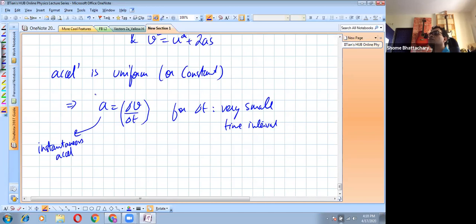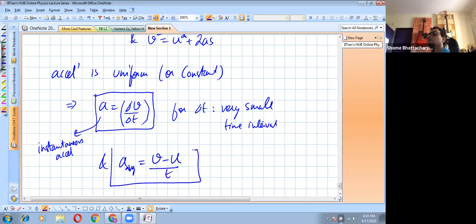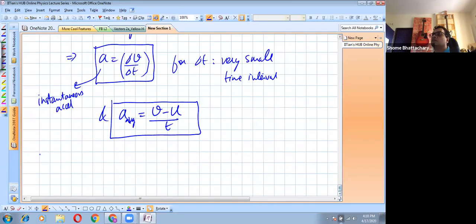So this was the definition, whereas average acceleration was change in velocity, so that is v minus u divided by time. This was the relation. Now the important thing is that whenever acceleration is constant, so when the instantaneous acceleration is constant or uniform, it implies that the average acceleration will become equal to the instantaneous acceleration. Just now try to understand what I mean by this.